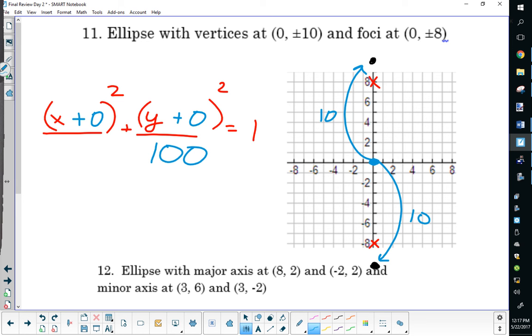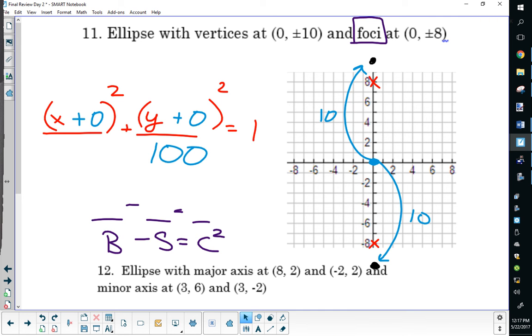And again, since they told me foci up here, I know I'm going to use my foci equation. That's our foci equation. That's big number minus small number equals c squared. 100, thumbs up if 100 is your big number. Thumbs down if 100 is your small number. It's your big one because your foci go the same way. I don't know the small number, and it's all equal to c squared.